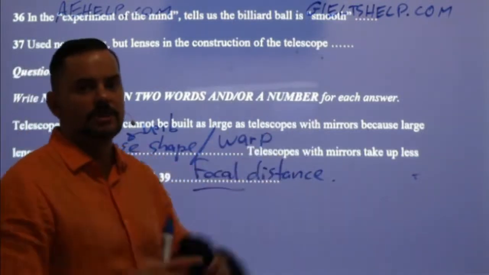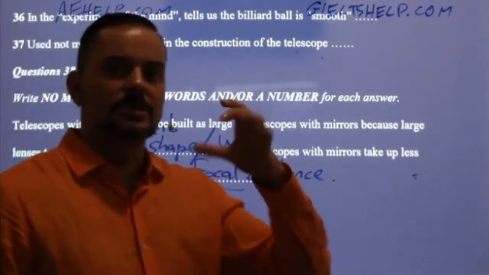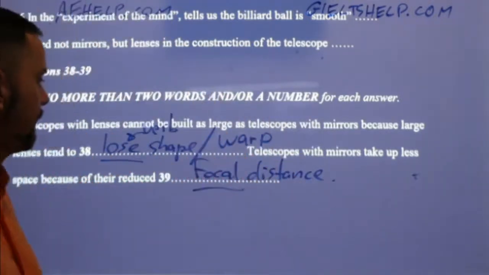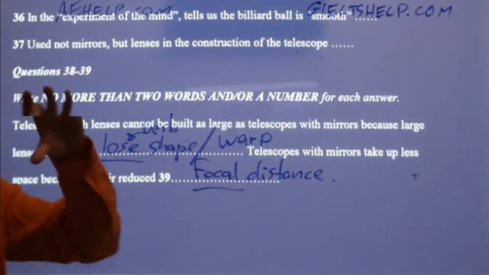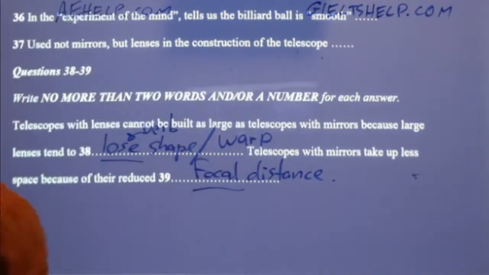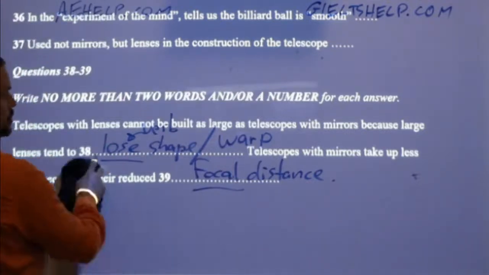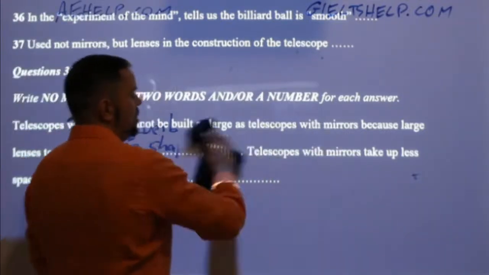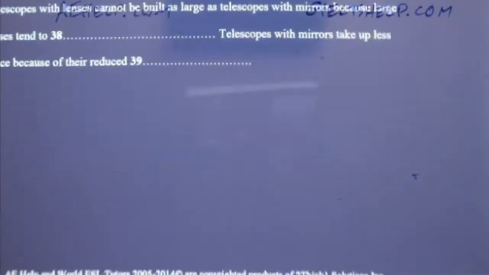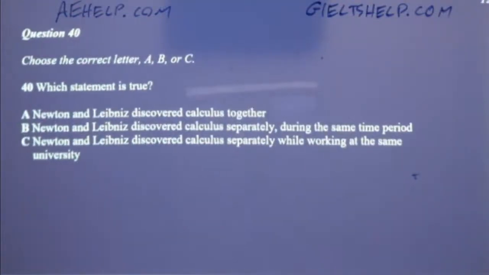Okay, so for those of you who have cameras, DSLR cameras, you know, when you have your focal distance, the setting, how far the lens extends out. Okay, so lose shape, warp, focal distance. One more question to go in this listening exam. Question 40. Choose the correct letter, A, B, or C.